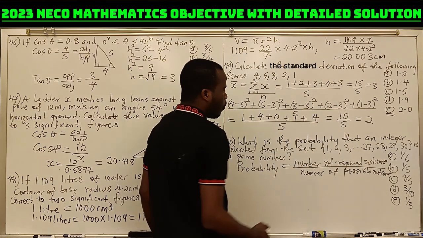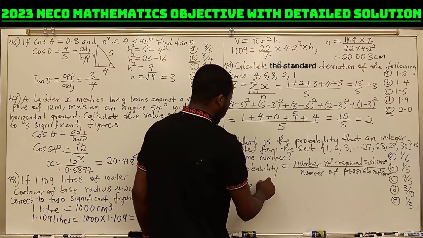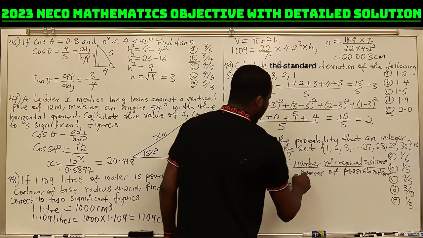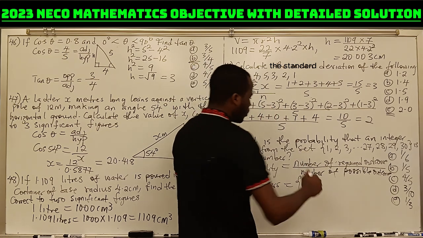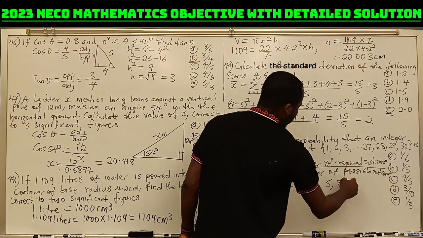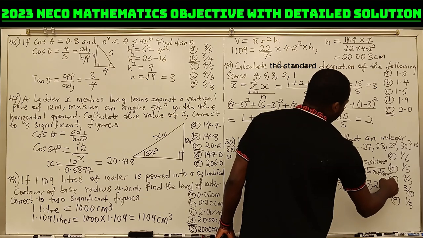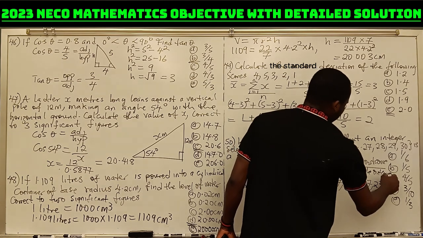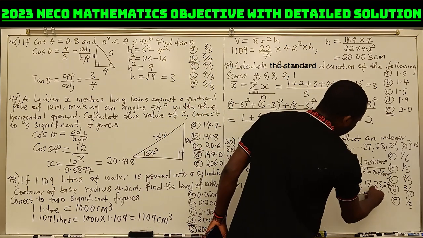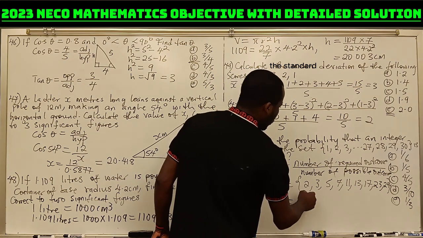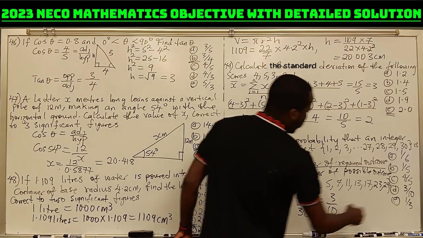So the required outcome is number of prime numbers. How many prime numbers are here? Let's list them. So prime numbers in this set will be those numbers that has only 2 factors, itself and 1. 2, 3, 5, 7, 11, 13, 17, 23, 29. These are the prime numbers. 1, 2, 3, 4, 5, 6, 7, 8, 9. So this will be 9 over 30. 3 can go. This is 3 over 10, which is D.